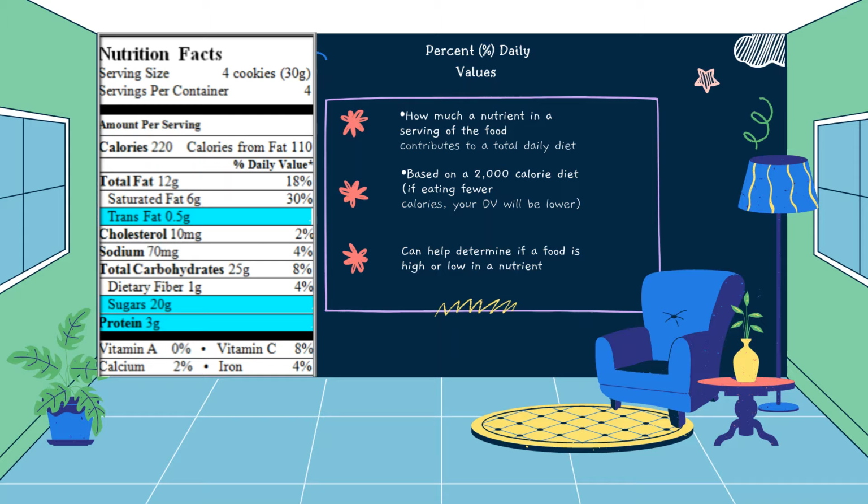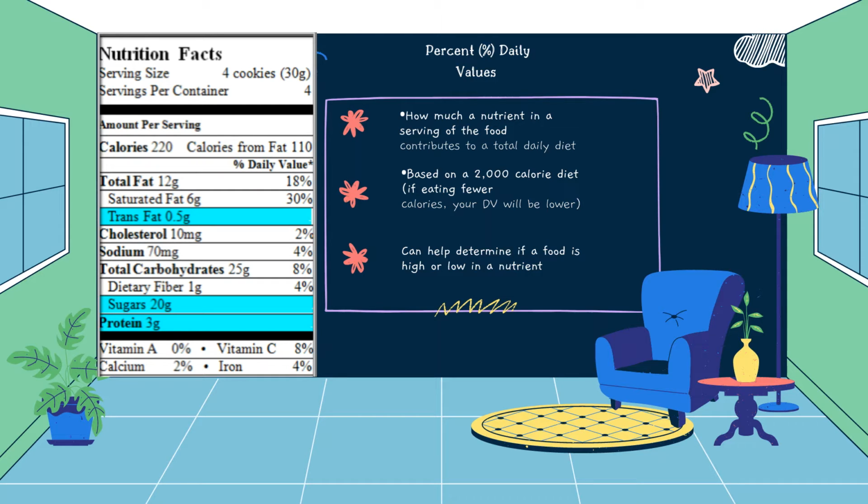So if we look at the food label, at the saturated fat column, we see that eating 4 cookies would satisfy 30% of our saturated fat needs. If we go down to vitamin C, we'll see that eating 4 cookies will satisfy 8% of our vitamin C needs for the day.